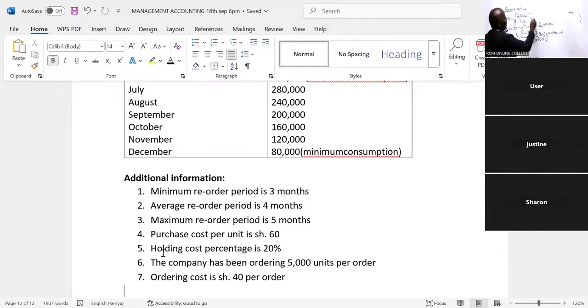So meaning that this will be the square root of 2 times annual demand. Annual demand is 2.4 million times cost per order. Cost per order is 40, all over 12 bob. Remember, you shall start with whatever we have under the square root. That's like a bracket. So you take your calculator, say 2 times 2.4 million times 40 divided by 12. Whatever answer you get there, you say square root.